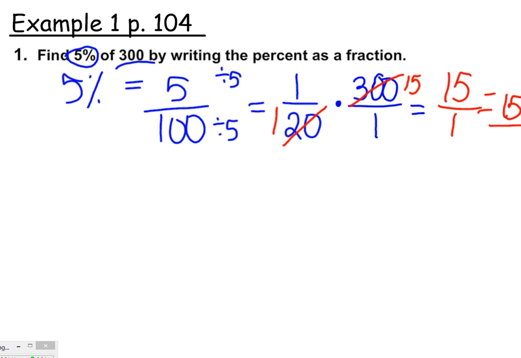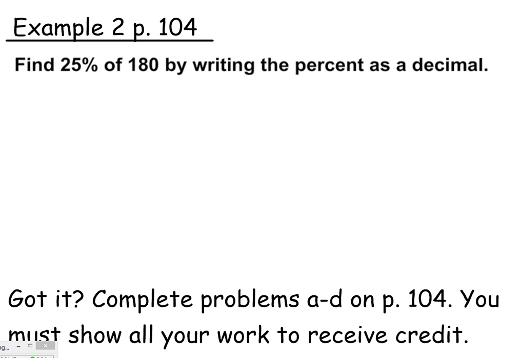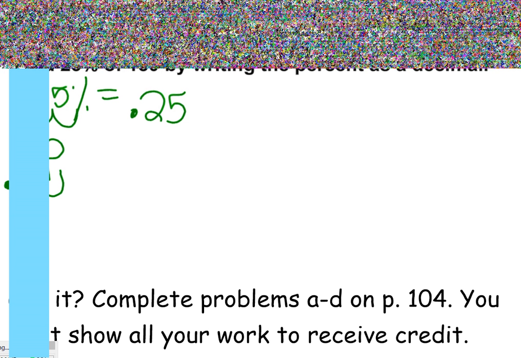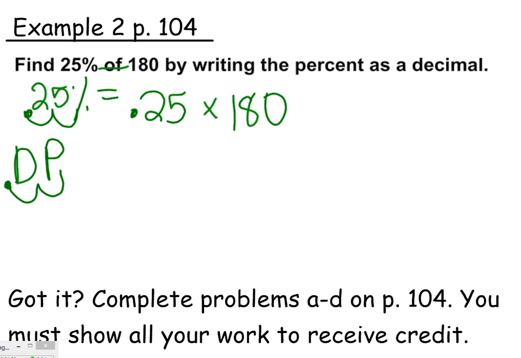Let's move on to example 2. Find 25% of 180 by writing the percent as a decimal this time. So if you remember, in order to change the percent into a decimal, start here, go 2 places to the left. So I'm going to move 25% 2 places to the left. There's our decimal point, and it becomes 0.25. 0.25 of, so that means multiply by 180. You can use a calculator for this.